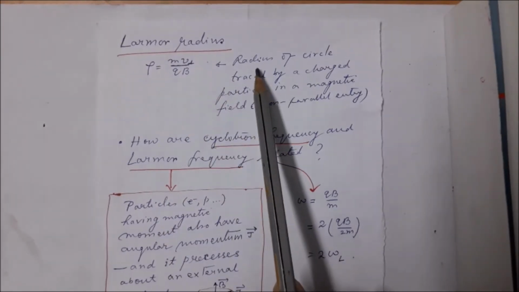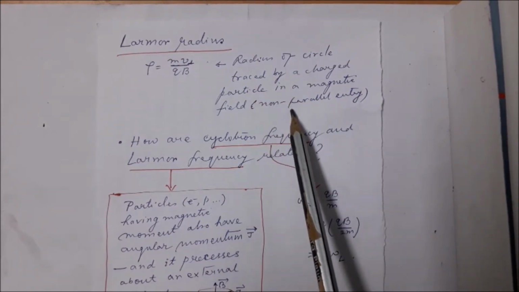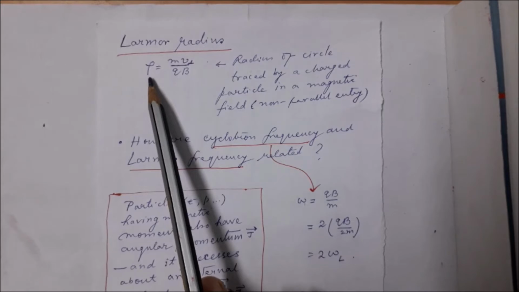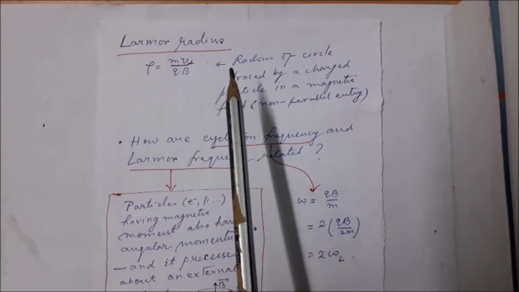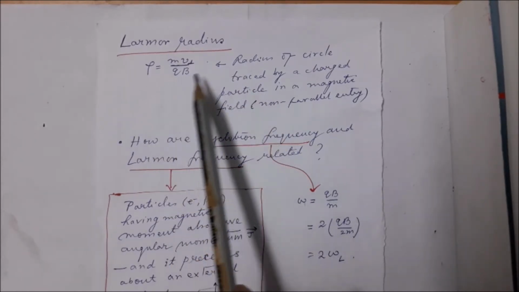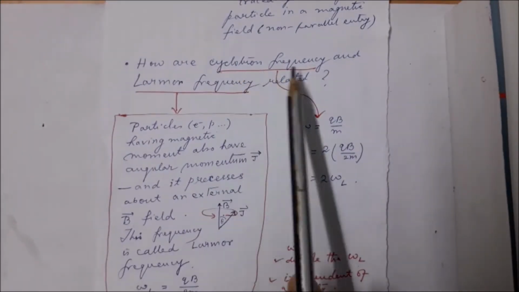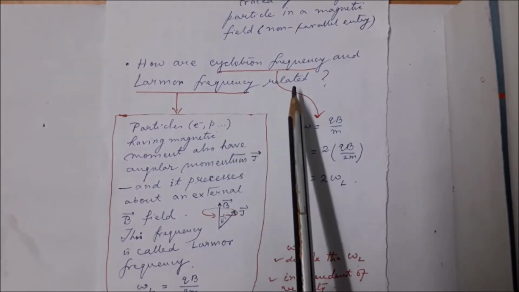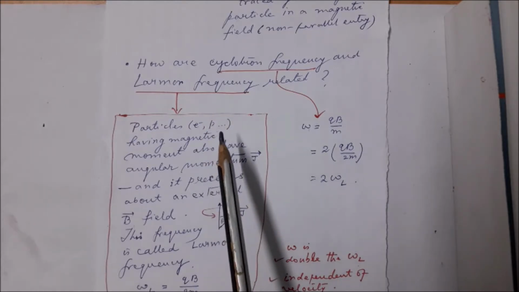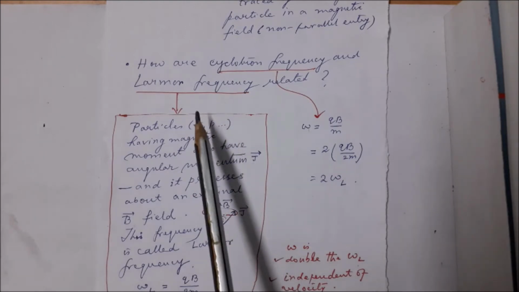Next, what is Larmor radius? Larmor radius is the radius traced by a charged particle upon non-parallel entry into a magnetic field, and it is given by this expression and is called Larmor radius, Larmor being an Irish physicist. We derived this expression in our earlier lecture. Next question is, how are cyclotron frequency and Larmor frequency connected? Now, what is Larmor frequency? This is to be discussed in a separate lecture series. However, we can introduce it briefly.